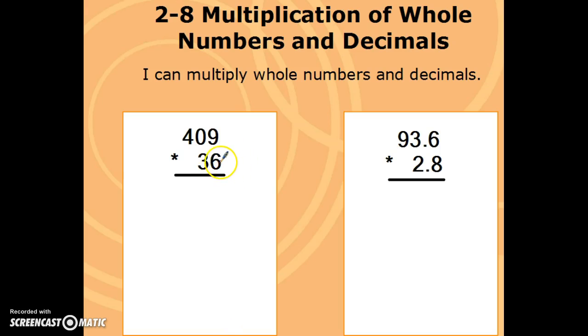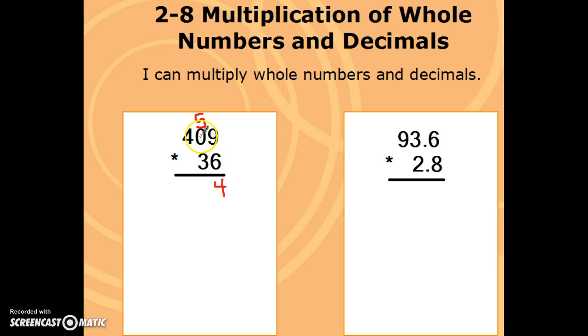Remember, when you multiply, you're going to start in the ones place of the number on the bottom of your multiplication problem. And we're going to do the ones place times each of the places in the top number, and then we'll move to the tens place times each of those places. So we'll start here with 6. 6 times 9 is 54. I'll put my 4, and I'll carry my 5.